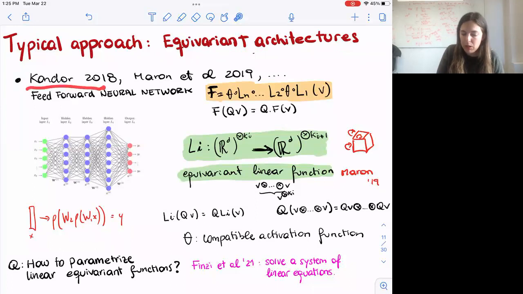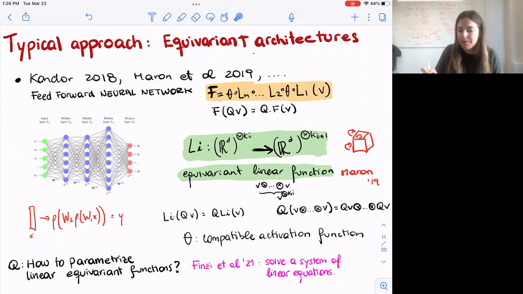There's a paper by Risi Kondor and a paper by Maron in 2019, where they basically consider this model. They say, okay, a neural network, you can think of it as a composition of linear layers with nonlinear activation functions, right? And so what we can say is, okay, now we want this neural network to be equivariant. So maybe we can restrict the linear layers to be equivariant, and then we see what we should ask of the nonlinear activation function so that the equivariance is not broken by that.